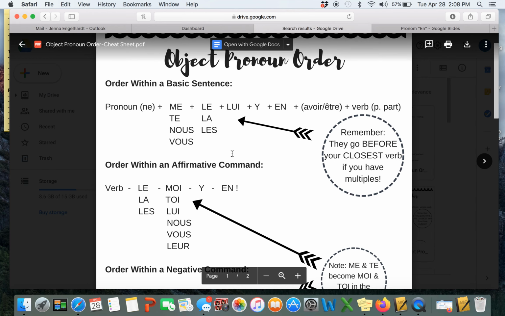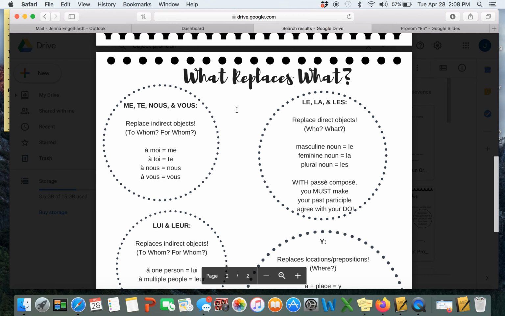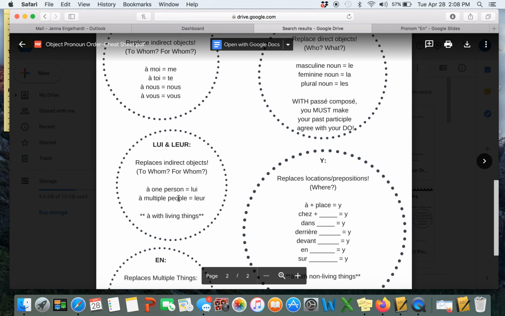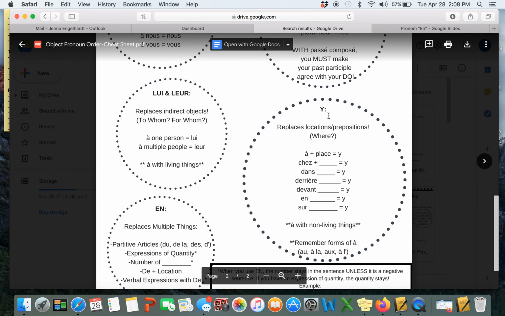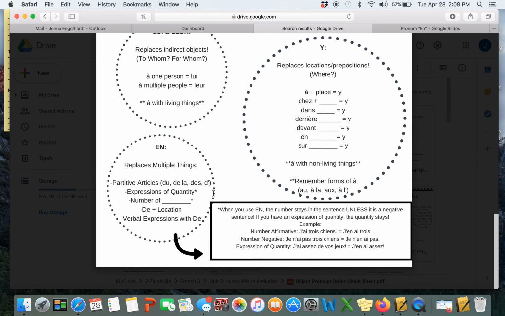If you look at your cheat sheet, on the second page of the cheat sheet, you have what replaces what. So we have me, te, nous, vous, okay, pretty easy. Le, la, les, pretty easy. Lui and leur, pretty easy. Y, okay, so your places, we talked about Monday. And then you have this one, the pronoun en. This is by far the most complicated one because you have multiple things you need to think about. In this chart, I have broken it down for you basically into 5 categories.